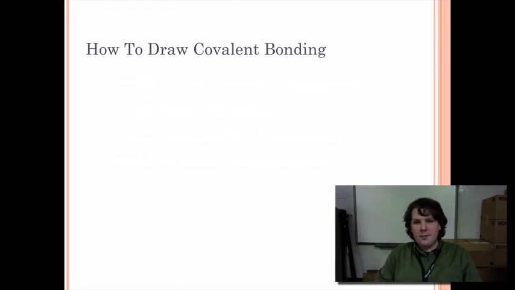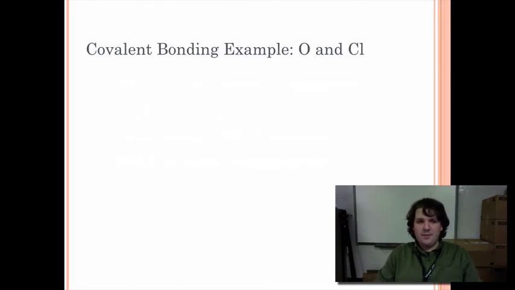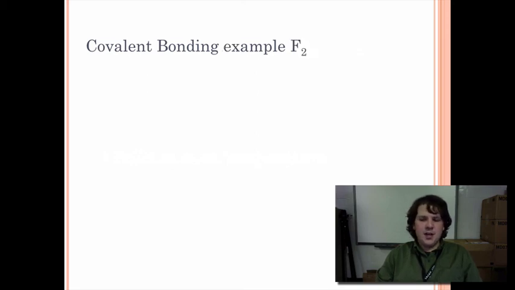All right, covalent bonding. Let's start with how to draw them. All right, here's an example of a covalent bond between oxygen and chlorine. Remember, in covalent bonds, we share electrons. All right. Here's an example of phosphorus and sulfur, covalent bonding. All right, here's an example of two fluorine atoms bonded together to form fluorine gas. It's also going to be a covalent bond.